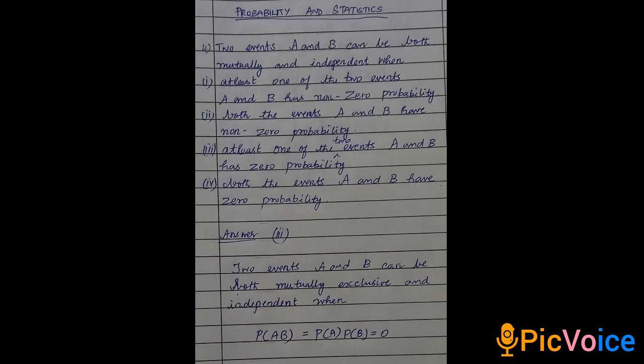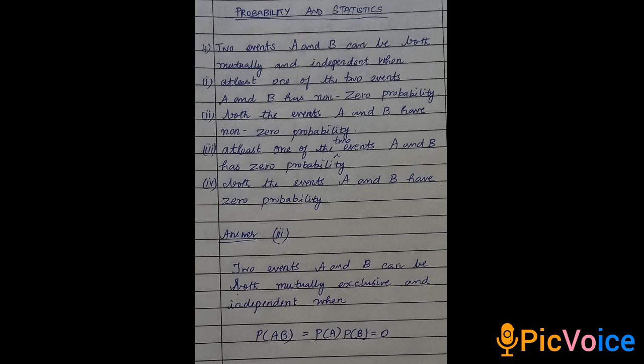Here, fourth question: two events A and B can be both mutually exclusive and independent when, option 1, at least one of the two events A and B has non-zero probability. Option 2, both the events A and B have non-zero probability. Option 3, at least one of the two events A and B has zero probability. Option 4, both the events A and B have zero probability.